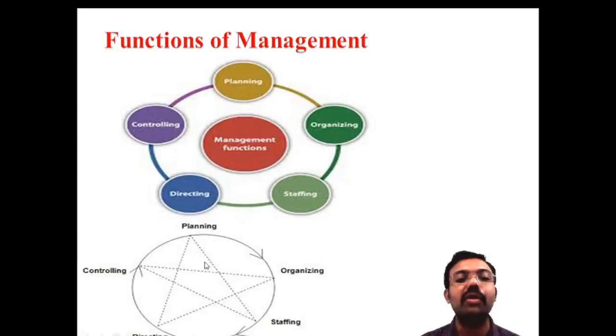So this is the star function. We call this a star function because there is a mutual interconnection between the functions of management. Experts argue that these are star functions because they form a star model: planning, staffing, controlling, organizing, directing, and similarly in other orders. That is the star format. One is planning, another is organizing, then staffing, directing, and controlling. These are the important functions of management.